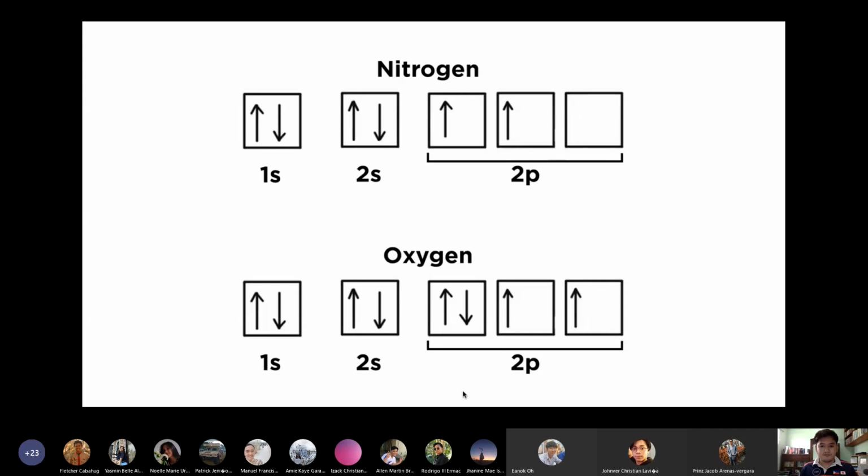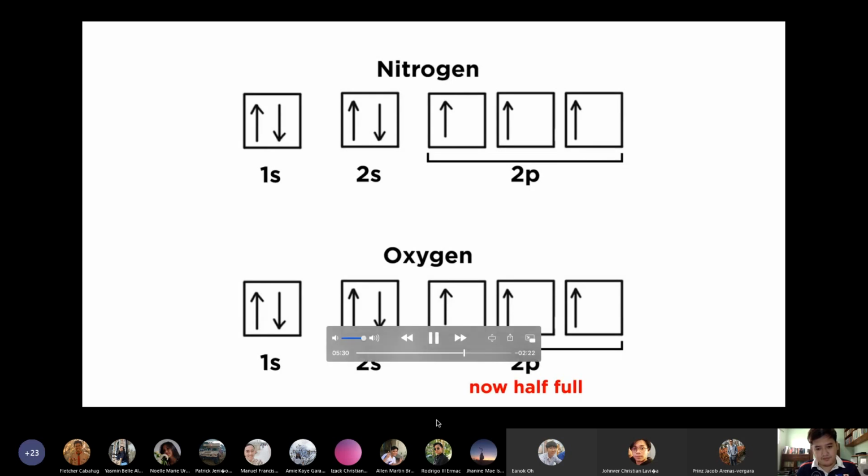If nitrogen loses an electron, it loses that special stability. But if oxygen loses an electron, it will gain that special stability. That's why oxygen's ionization energy is a little bit lower than nitrogen's, even though oxygen has one additional proton. All deviations from the ionization energy trend can be explained by discrepancies in orbital symmetry, like this one.